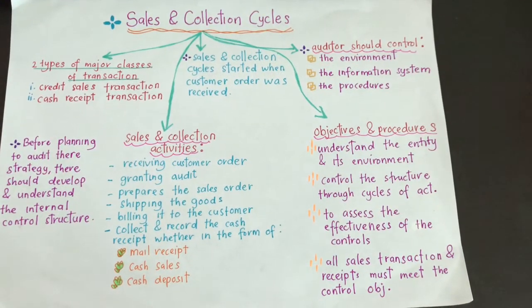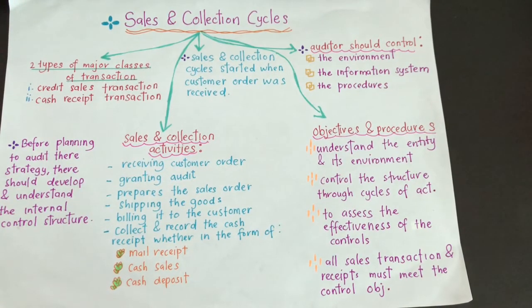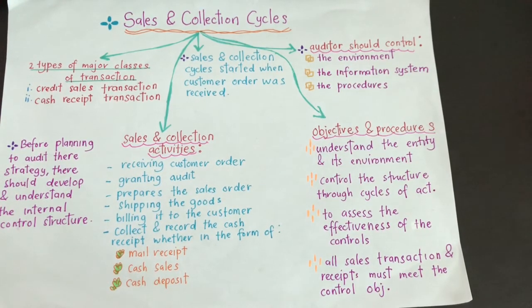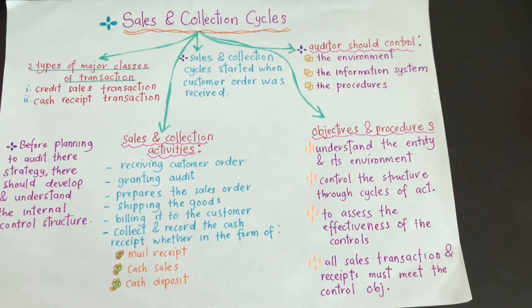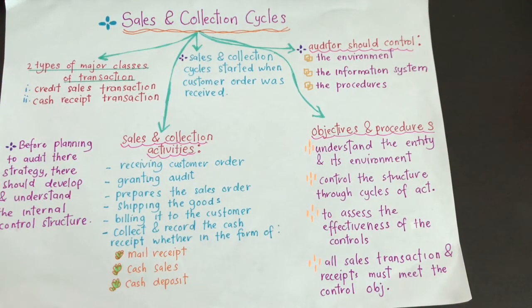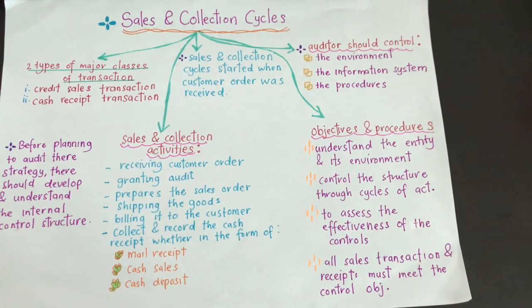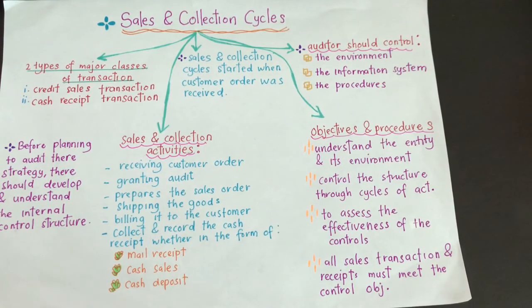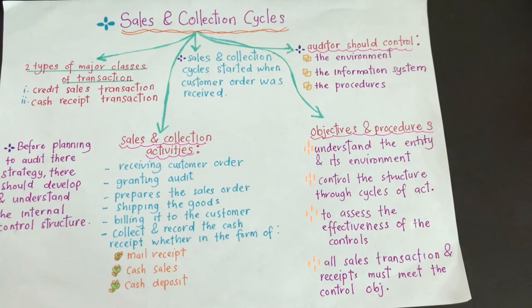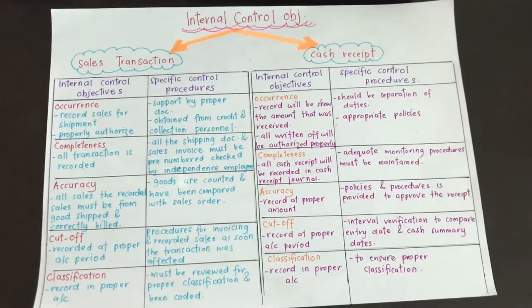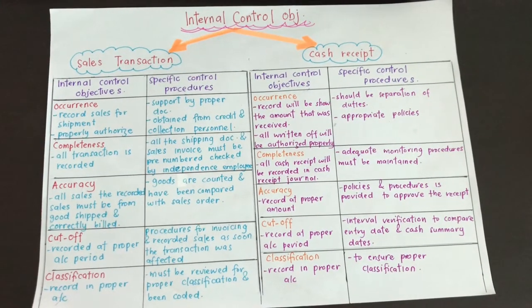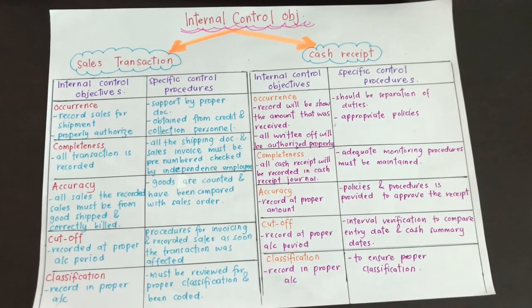There are four objectives and procedures. Number 1, understand the entity and its environment. 2. Control the structure through cycles of activities. 3. Assess the effectiveness of the controls. 4. All sales transactions and receipts must meet the control objective. This shows the internal control objectives and control procedures for sales transactions and cash receipts.